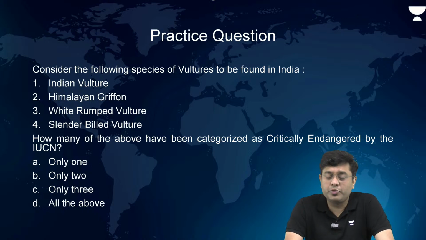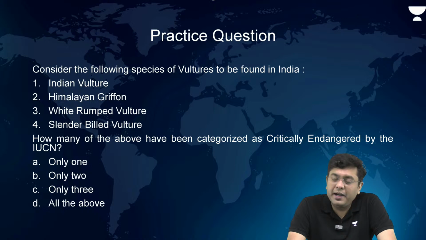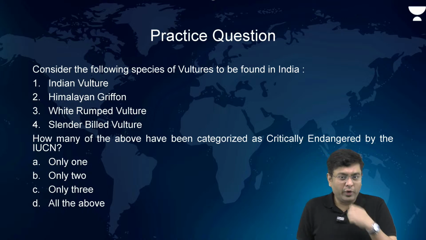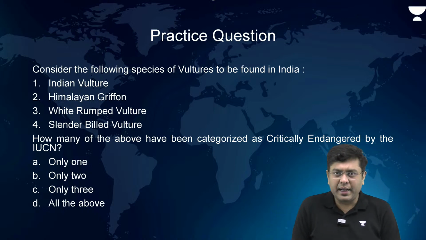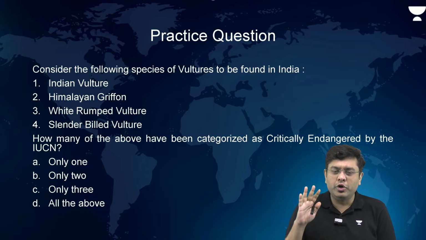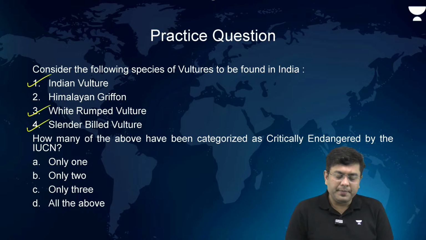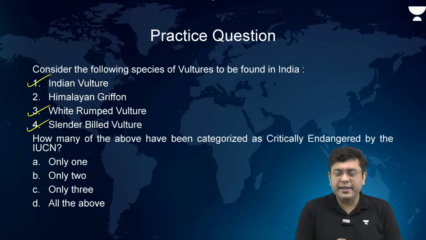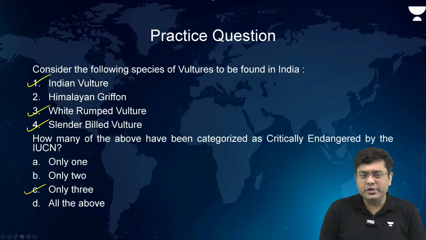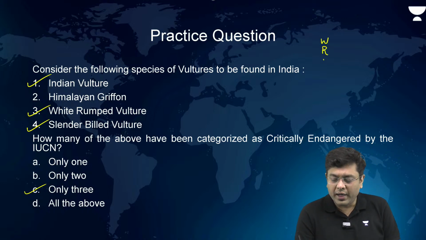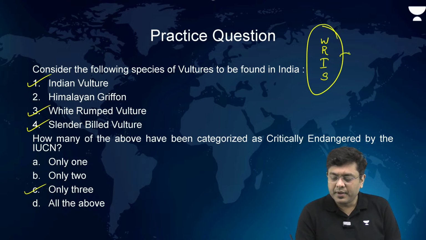Consider the following species of vultures to be found in India: Indian vulture, Himalayan griffon, white-rumped vulture, slender-billed vulture. How many of the above have been categorized as critically endangered by IUCN? So I hope we shall be able to recall WRIS and not go with the impulse action of marking D, right? So Indian vulture, white-rumped vulture, and slender-billed vulture. These are basically critically endangered. The only R, that is the red-headed vulture, is missing in this. So these three are critically endangered. Please do not forget that WRIS. These are critically endangered.